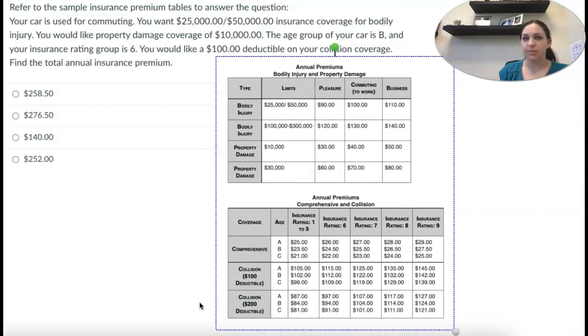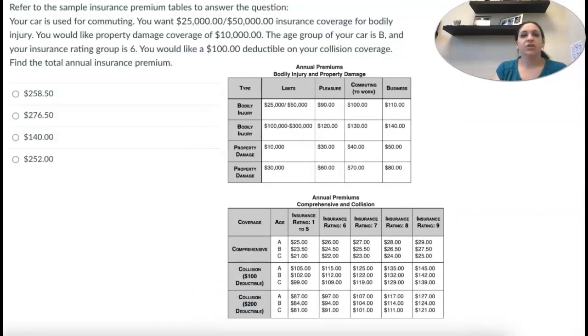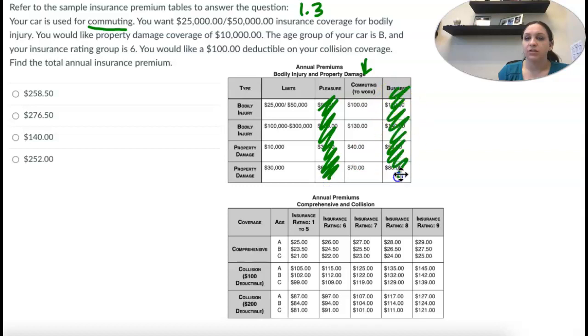Okay, so we're going to go through. Sorry, I was trying to pop up my settings and figure out how much it's going to cost for the premium. So refer to the premium tables. That's what this is. It's from 1.3. So your car is used for commuting. So that's this column. So not pleasure, not business, this column. And you want 25,000 to 50,000 insurance coverage for bodily injury. So bodily injury, we want 25,000, 50,000. So $100 is what that's going to cost.